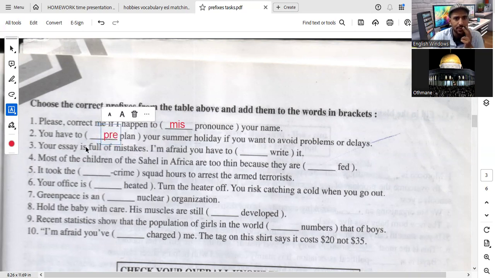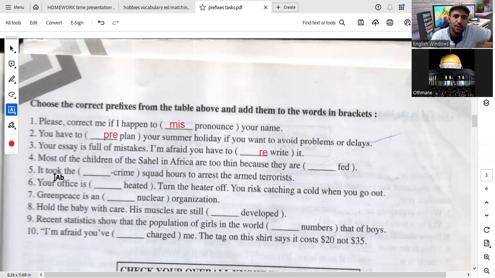Okay. Next we have number 3. Your essay is full of mistakes. I'm afraid you have to rewrite. Oh, yes, there are many mistakes here, right? Not to correct. So please, it's better to rewrite this essay.